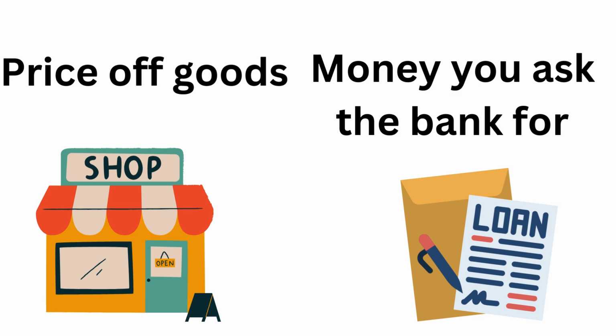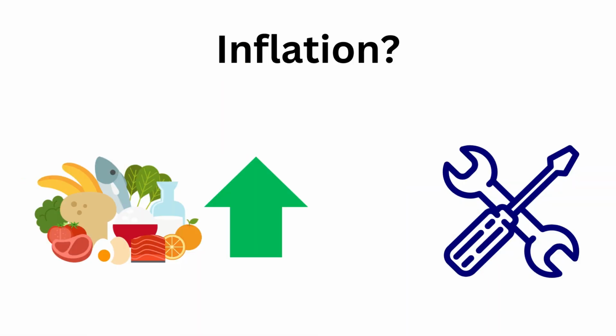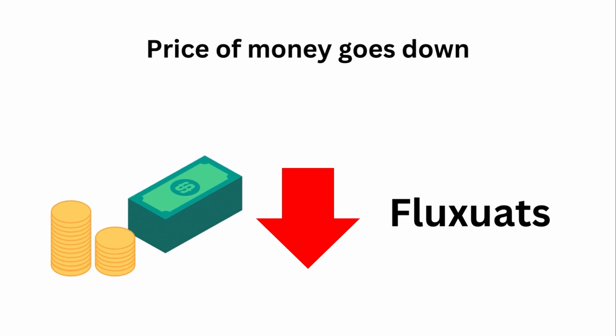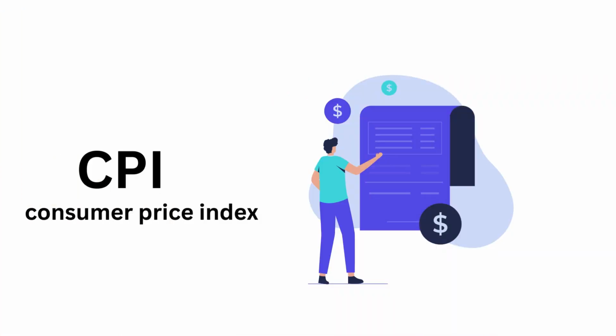What is inflation? Inflation is when the general price of goods and services rises over time, making your money worth less. It's measured by the Consumer Price Index, CPI, which tracks the cost of a basket of goods and services that households typically buy. There are two main types of inflation.